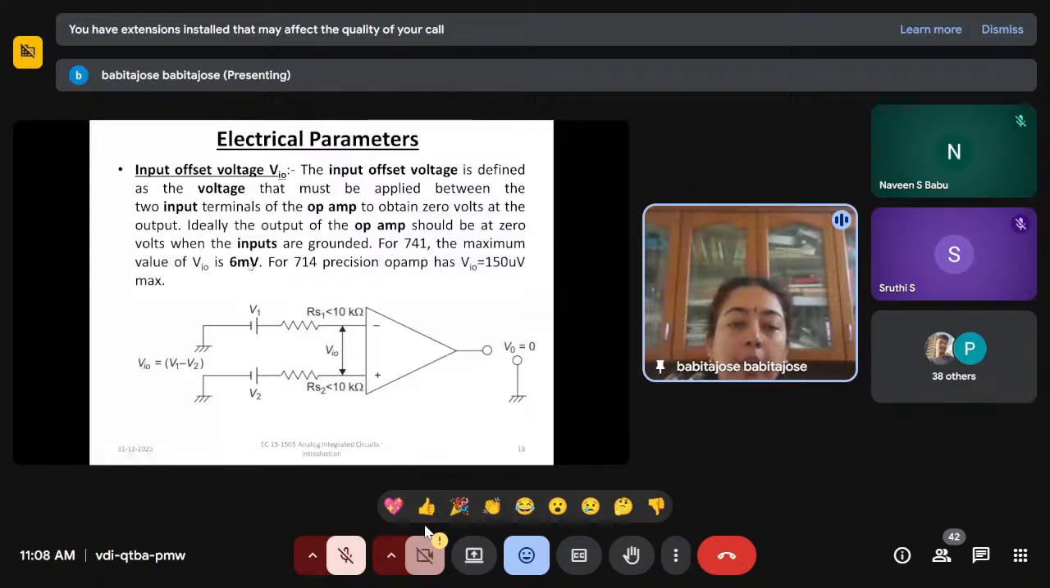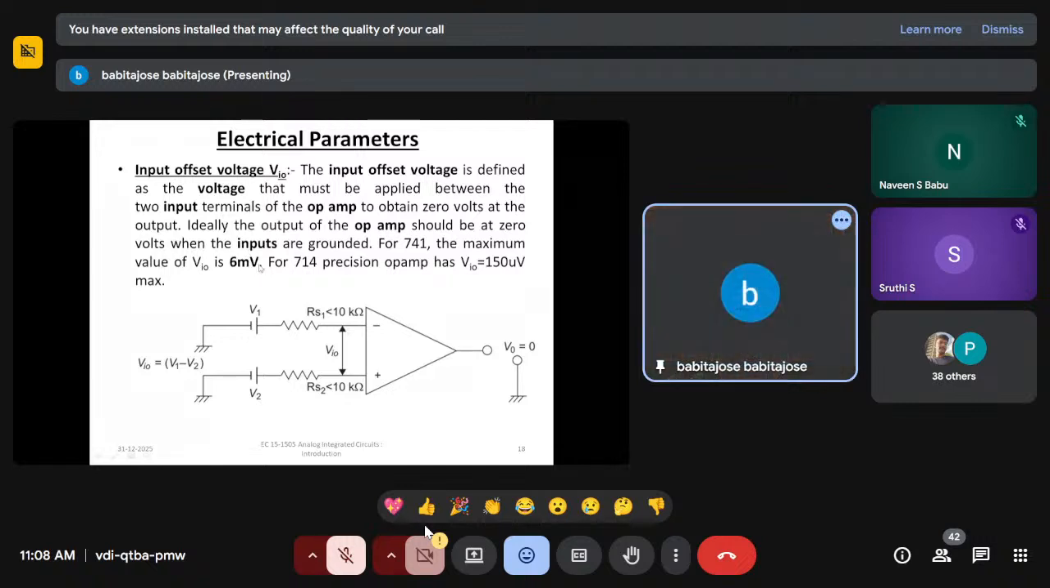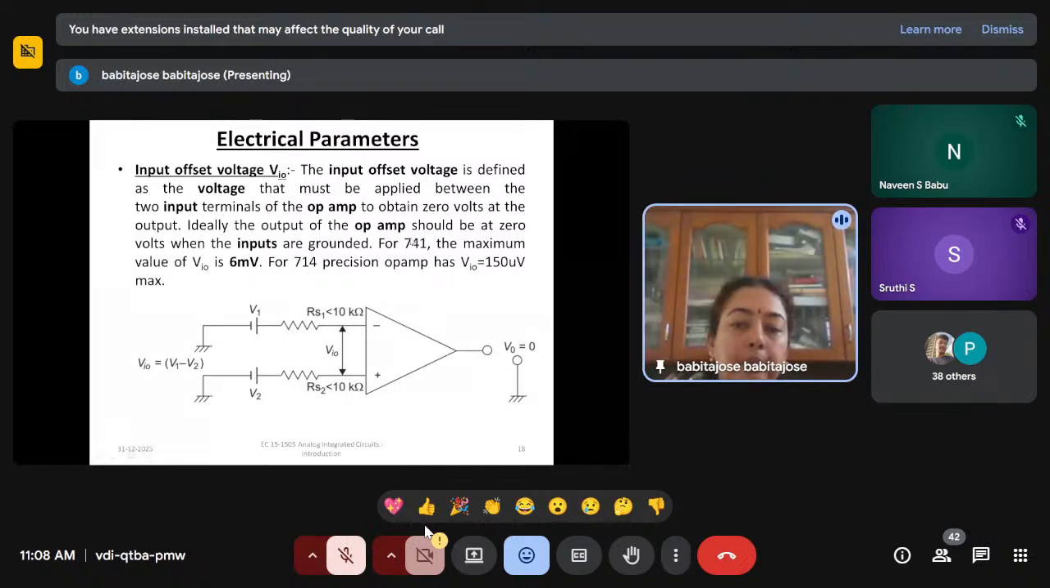And for 741, the value of VIO is 6 millivolts. Ideally, what should be the value? It should be 0. Ideally, VIO, input offset voltage, should be 0. But practically, it is not 0. It is 6 millivolts, very small voltage for 741. So the maximum value of input offset voltage VIO is 6 millivolt for 741 op-amp.